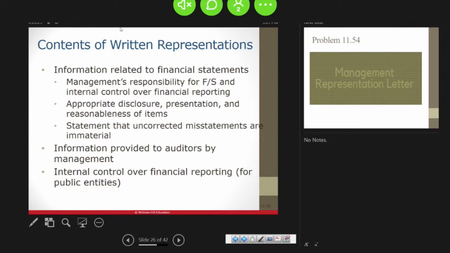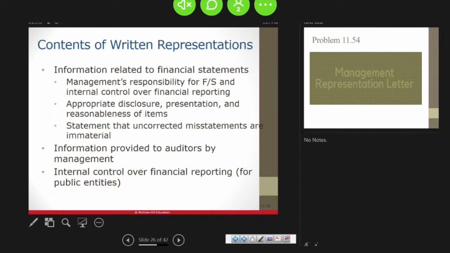So let's take a look at what the rep letter looks like. Recall, this is from the client to the auditor. If you look at Exhibit 11.3 on page 511, you'll see that the rep letter is pretty detailed. It's addressed to the auditors and to the engagement partner. And you'll see here, it talks about management's responsibility for the financial statements.